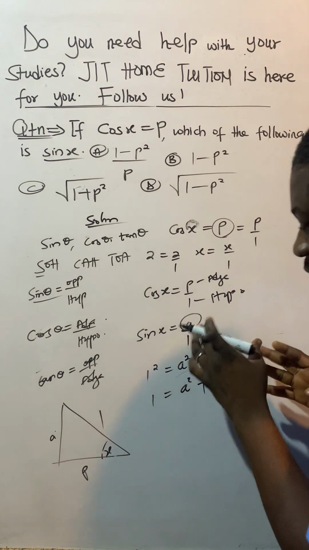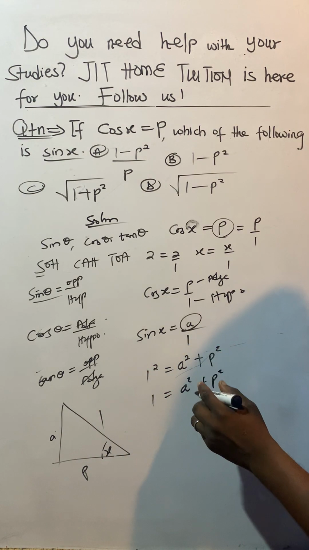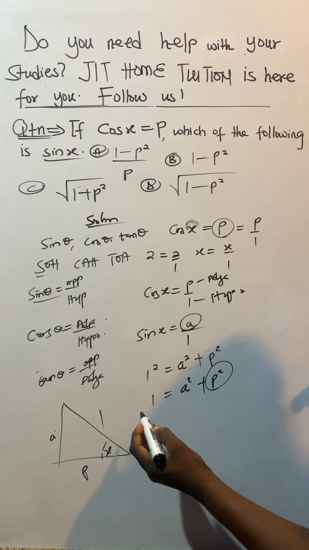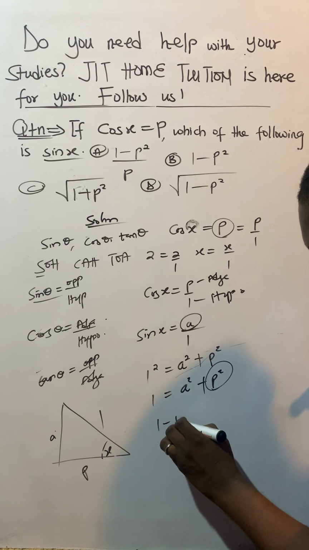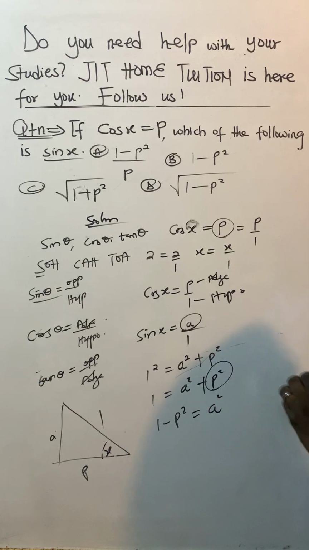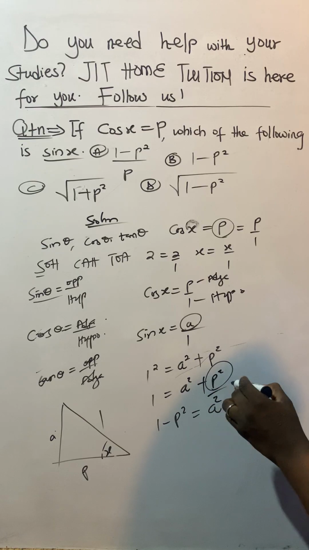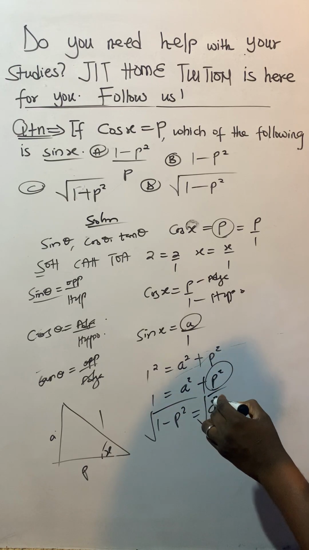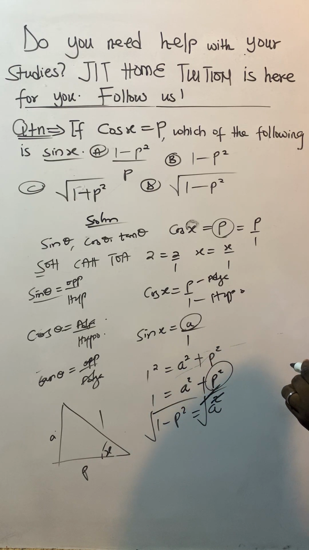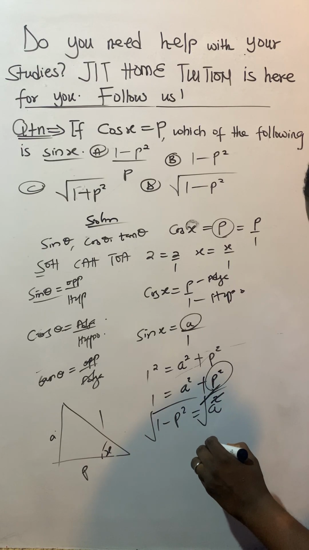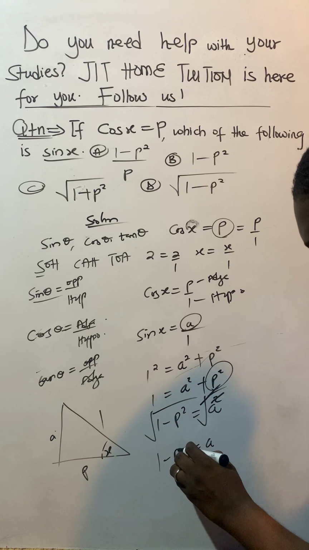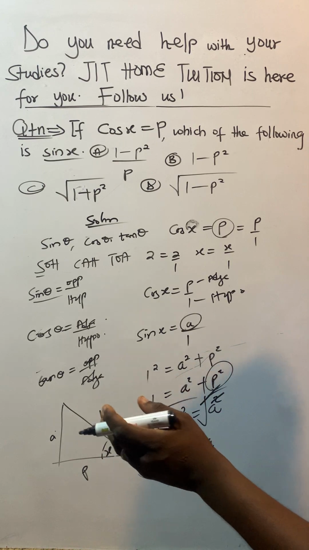Now, watch it. We are looking for what? The value for a. So what we do is that you move this one to the other side of the equation. That gives me 1 minus p square equal to a square. Because you are looking for a, we'll actually what? We raise square root to both sides, so that the square will cancel the square root, leaving you with a equal to the square root of 1 minus p square.